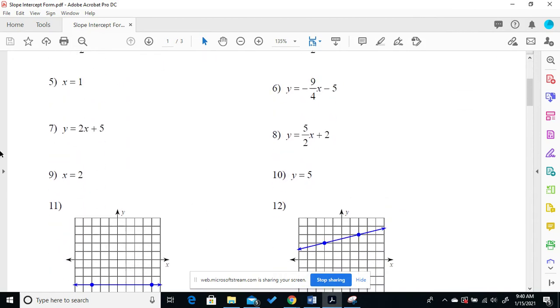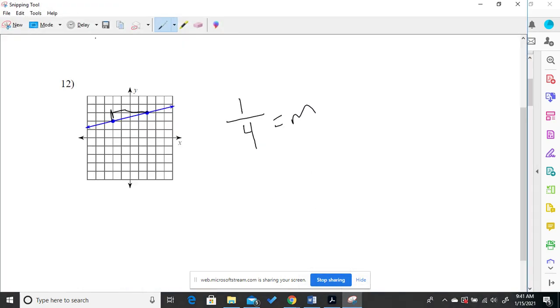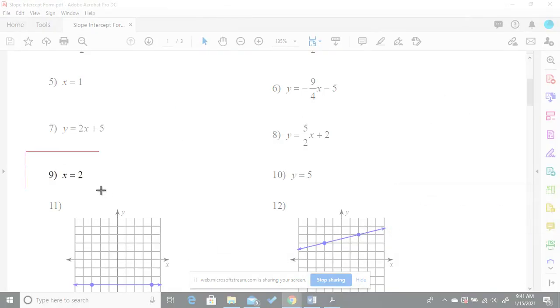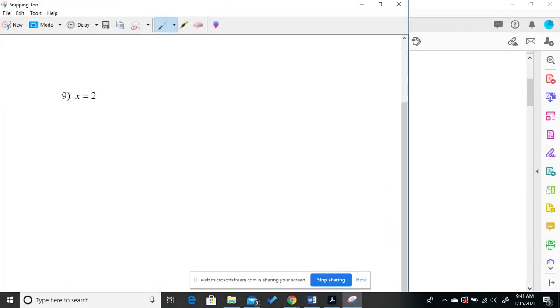For example, let's look at number 9. Let's talk about this. X equals 2, all right? So we need things to say y equals mx plus b. Well, that doesn't say that. So first let's graph x equals 2.